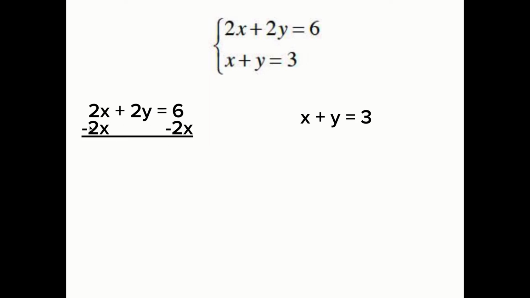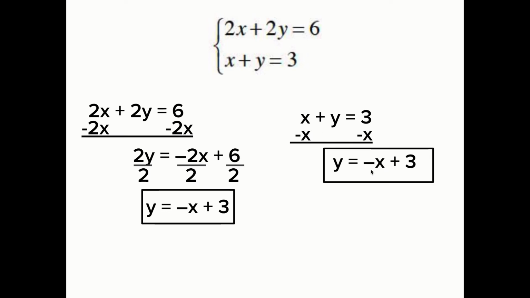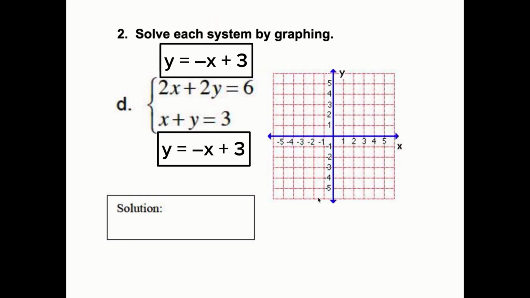Solving for y in this equation, I subtract 2x over. I get 2y equals negative 2x plus 6. Divide everything by 2. I get y equals negative x plus 3. You try this one. All right, hopefully you just subtracted the x over and got y by itself. You get y equals negative x plus 3.